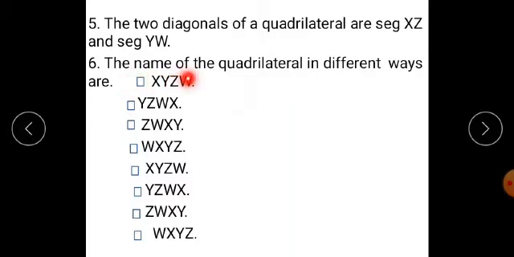Sixth one, the names of the quadrilateral in different ways are quadrilateral XYZW, quadrilateral YZWX, quadrilateral ZWXY, and lastly quadrilateral WXYZ.